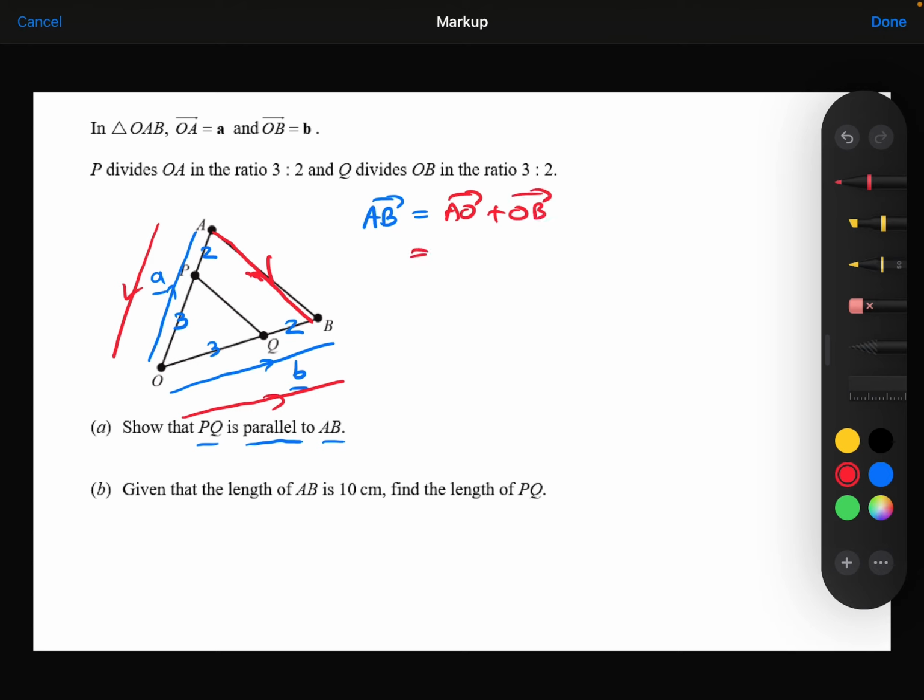Now the A to O, this is the same but in the opposite direction of the vector A. So it's going to be minus A. Same size but opposite direction, so minus A. The vector O to B, well that is the same size and the same direction, that is just vector B. So the vector A to B is minus A plus B.